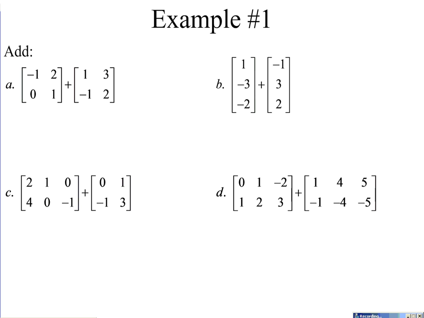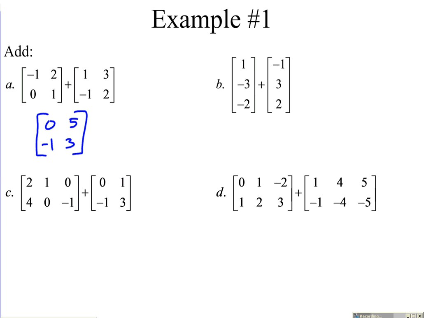Example 1, add these two matrices together. They're both 2 by 2 matrices, so we can add them together, add corresponding elements. -1 plus 1 is 0. 2 plus 3 is 5. 0 plus -1 is -1. 1 plus 2 is 3. And that is it.